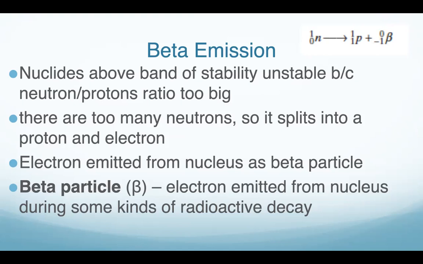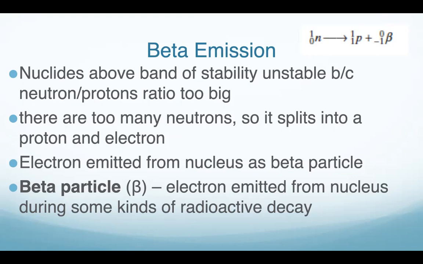Okay, the second type of emission of nuclear decay is called beta emission. Nuclides above the band of stability are unstable because their neutron-proton ratio is too big. There are too many neutrons, so it splits into a proton and electron. The electron is emitted from the nucleus as what's called a beta particle. A beta particle is really just an electron that's emitted from the nucleus after a neutron becomes a proton.